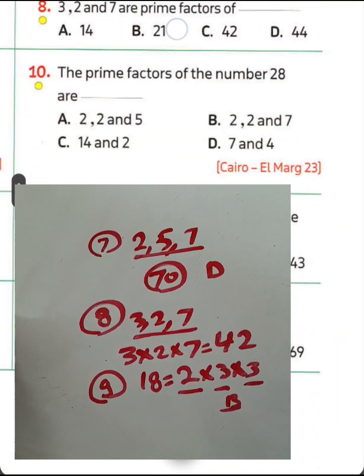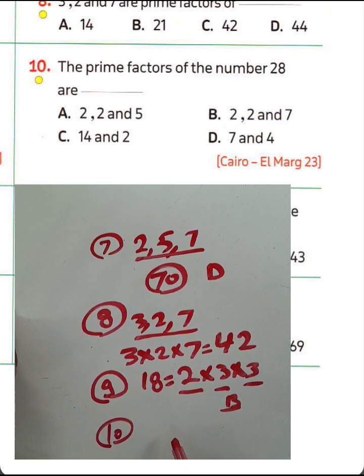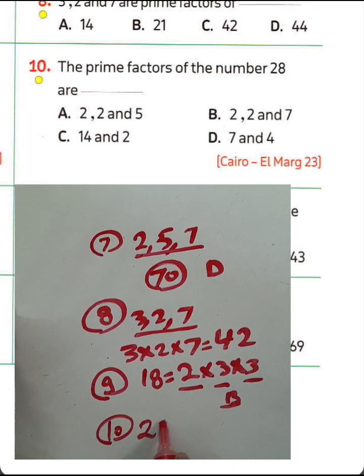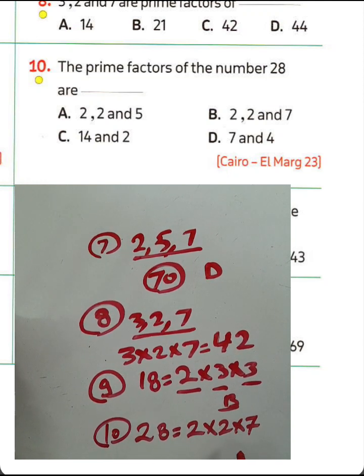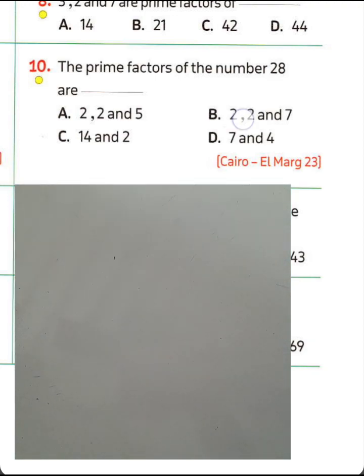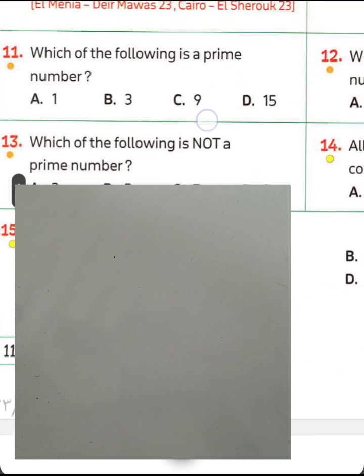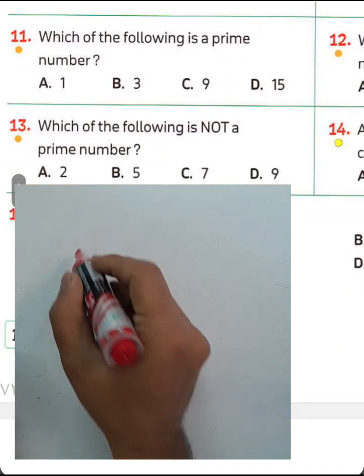Question 10. The prime factors of the number 28 are, we know 28 equals 4 times 7, and 4 equals 2 times 2. Then 2 times 2 times 7. Choose letter B. Question 11. Which of the following is a prime?